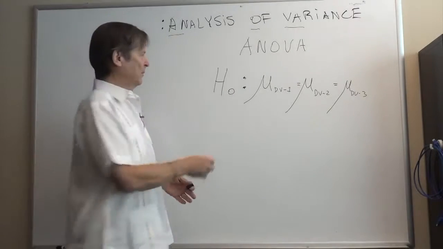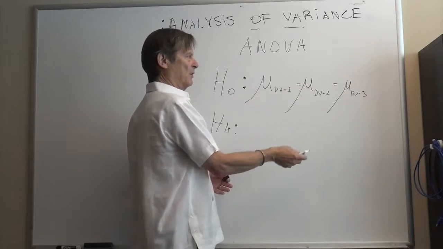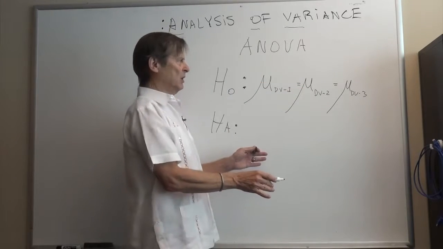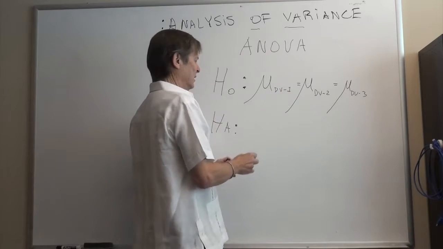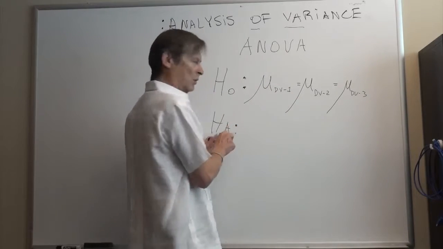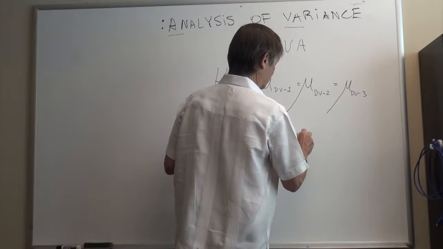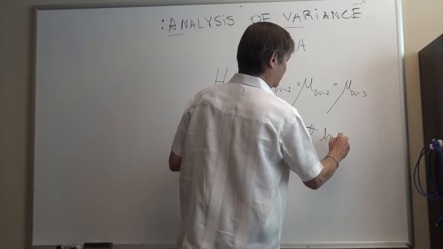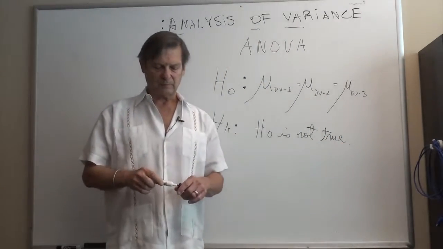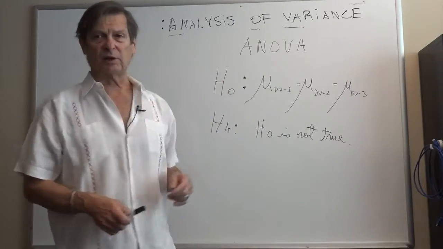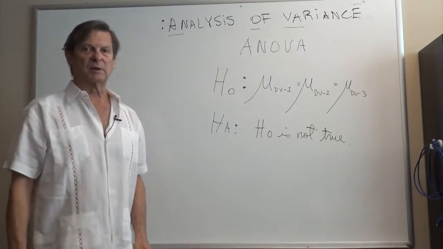And our alternative hypothesis is that at least one mean is different from one other mean. So they don't all have to be different from each other to reject a null hypothesis. Just a pair of means are different. That's enough for us to reject the null hypothesis. So we'll state the alternative hypothesis as H0 is not true. And we can't state it in symbols because there's just too many possibilities. And that's why ANOVA is usually considered an omnibus test, because it's testing lots of different possibilities here.